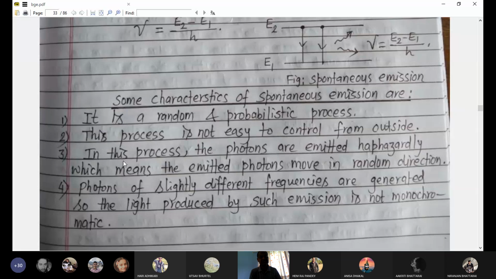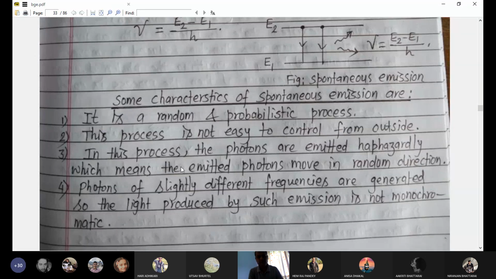The characteristics are, it is a random process and it is also a probabilistic process. This is the first characteristic. Second, this process is not easy to control from outside. Spontaneous emission of radiation is not easy to control from outside.